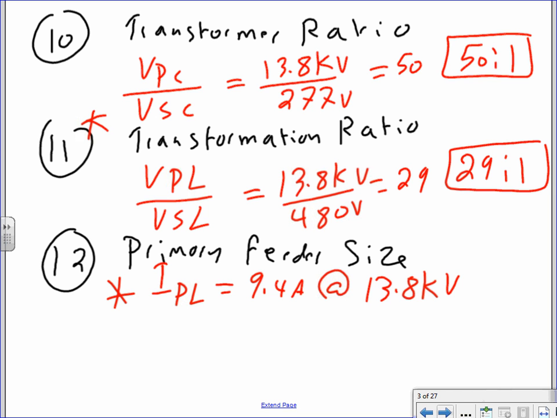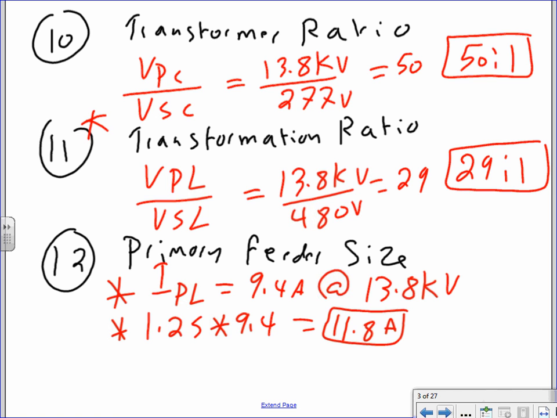That's the feeder. I need a feeder that can carry 9.4 amps at 13.8 kilovolt. Karen, ask yourself, is it continuous load? Check. No idea. What's our scenario? So it's continuous load. So step number 2 is 1.25. Multiply this by 9.4. And if you do your math, it gives you 11.8 amps.